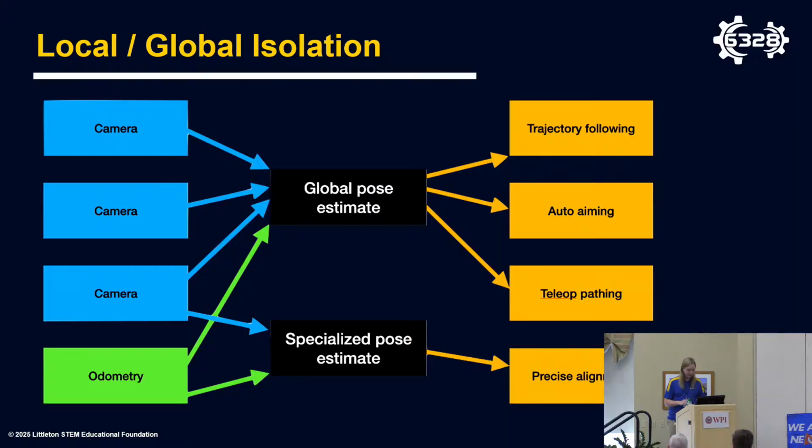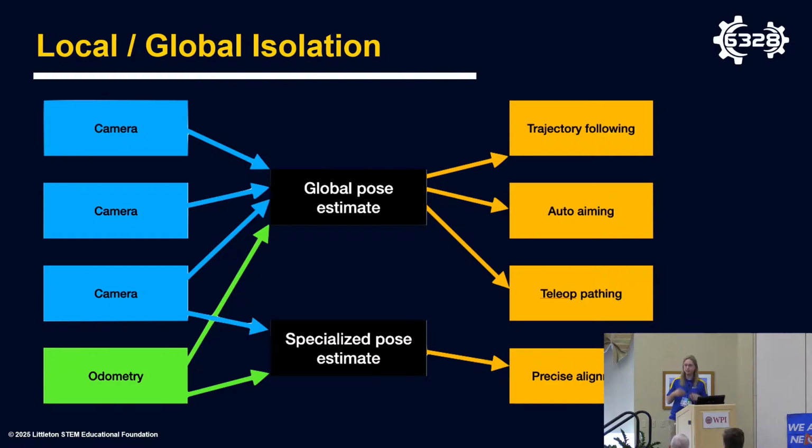And the way we did that is to explicitly separate these global and local pose estimates. So we have separate pipelines, and we can tune them differently. So we're using different solvers, we're controlling for different properties, reducing latency versus maintaining smoothness.